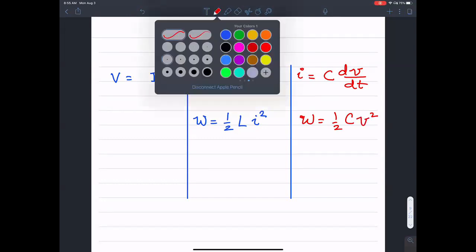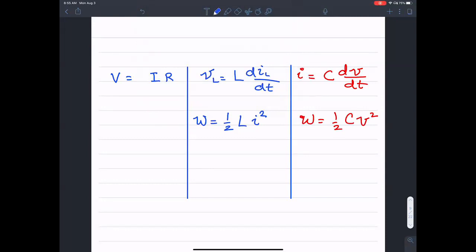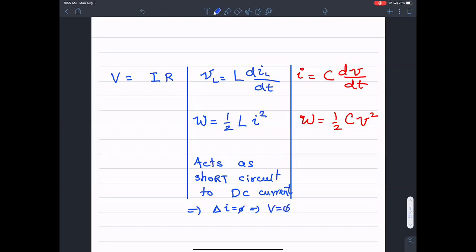Similarly, inductance acts as a short circuit to DC currents, meaning that if the change in current is zero, then the voltage set up across an inductance is really zero. So this is the inductor. Here is the capacitor.